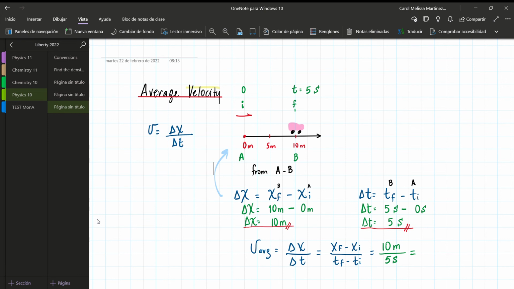Now, in what units do we measure velocity or average velocity? Take a look at the units. Meters on the top and seconds in the bottom. So average velocity is going to be measured in meters per second according to the SI system. This is just the main formula for average velocity. On Friday we're going to do a more complex exercise. But before we do that, I need to show you something.